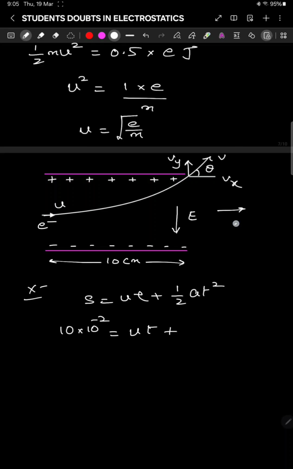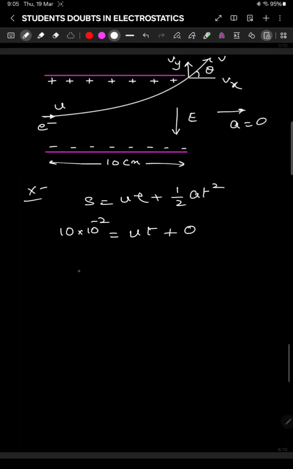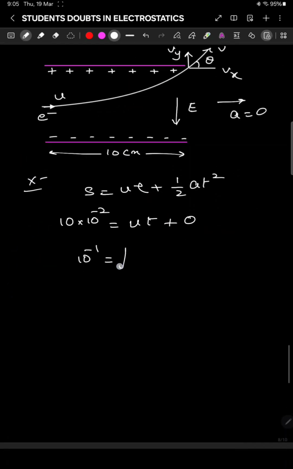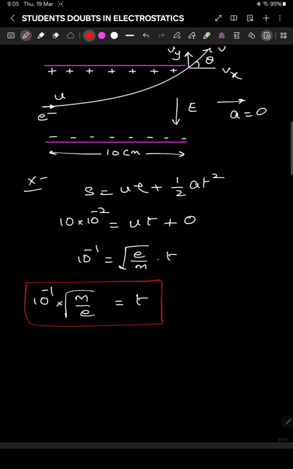Along the x-axis there is no acceleration, because there is no field or gravity along the x-axis, so acceleration is 0. Now this becomes 10 power minus 1 equal to, already we know u value as square root of e by m, into time t. Now I got t value as root of m by e into 10 power minus 1.